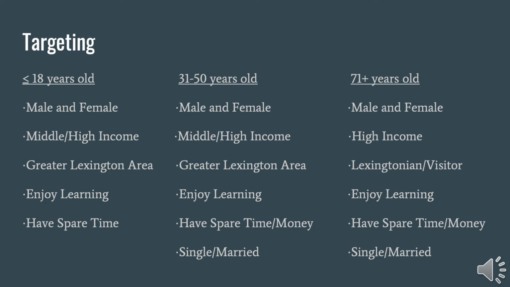And our final group is 71-year-olds and over. They can be male or female, also from high income families. These can either be Lexingtonians or visitors traveling through on vacation. They enjoy learning, they have spare time and money to visit a museum, and they can also be single or married.